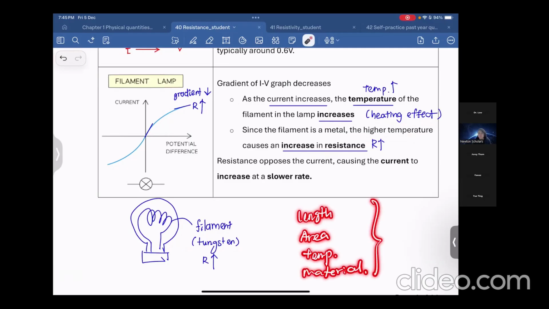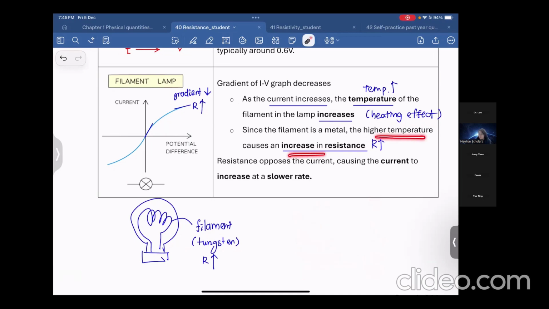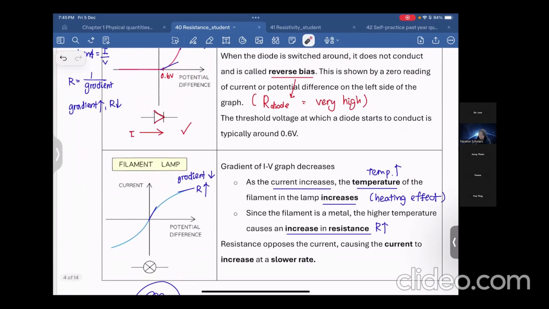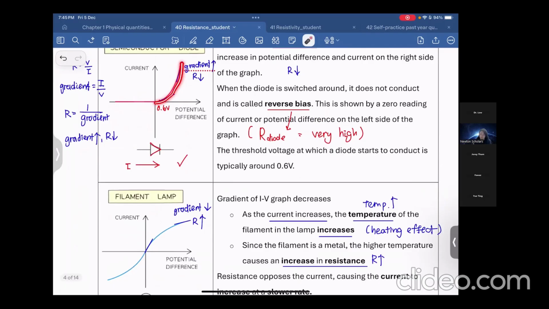Of course, in Form 5 we are also learning electricity. Here, when you have a higher temperature, you will get a higher resistance. So this graph will be different from just now. Just now it was curved upward like this.